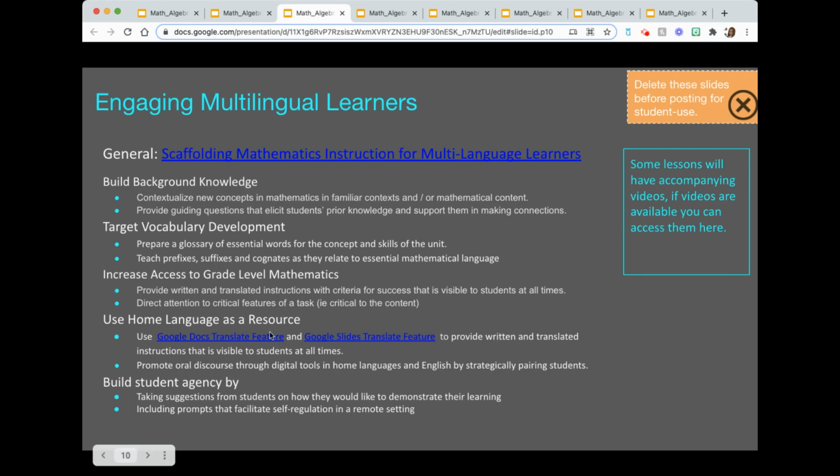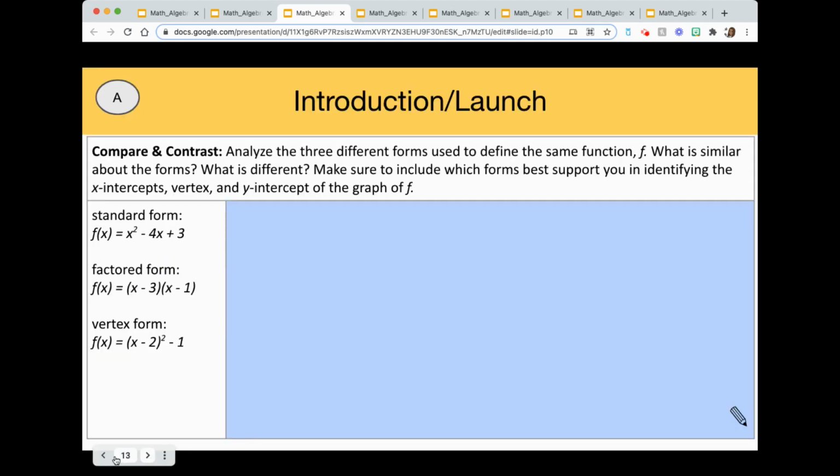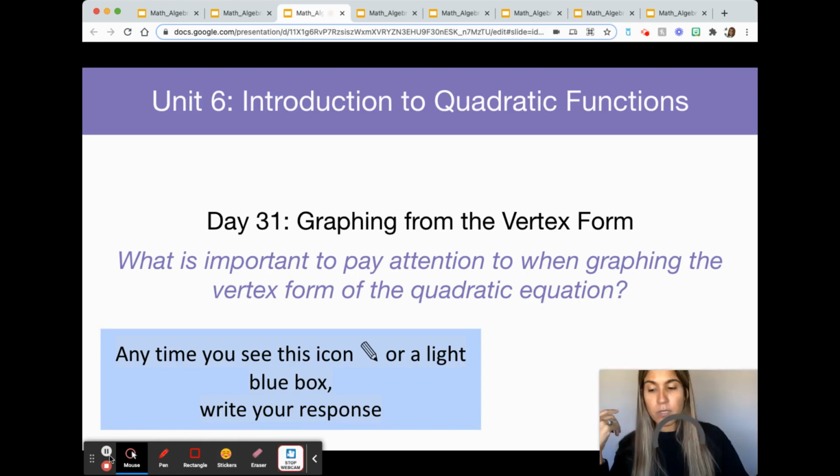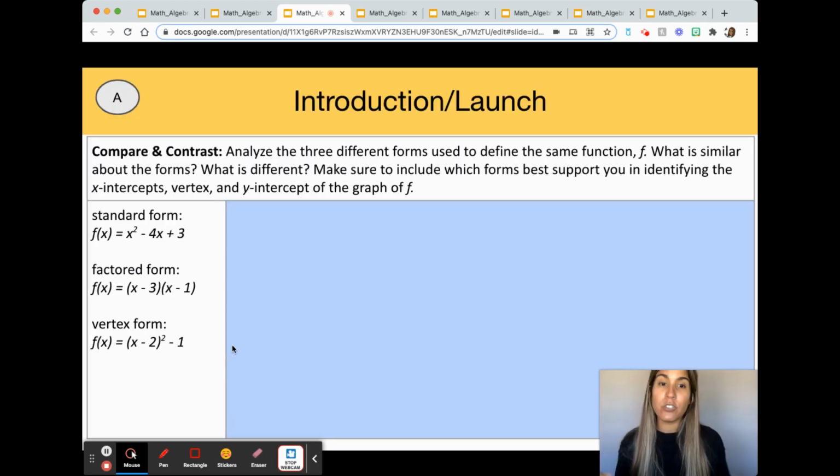Now, for the following lesson, which would be day 31, which just says graphing from the vertex form, I also have provided vocab words for this one. So in this one specifically, we can see that in the introduction launch of our lesson, the compare and contrast focuses on the standard form, the factored form, the vertex form.